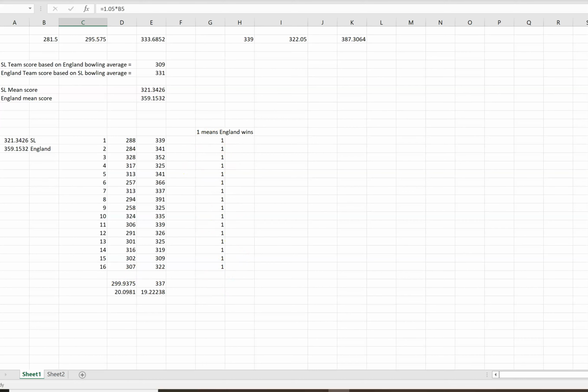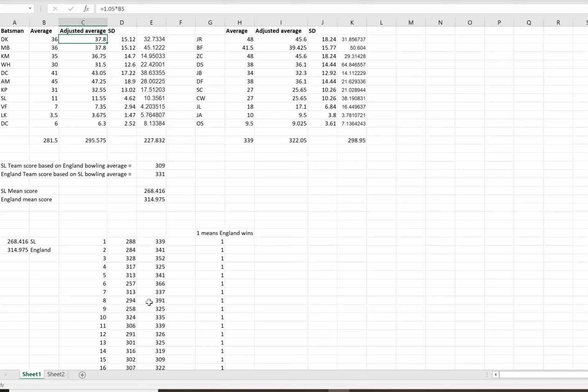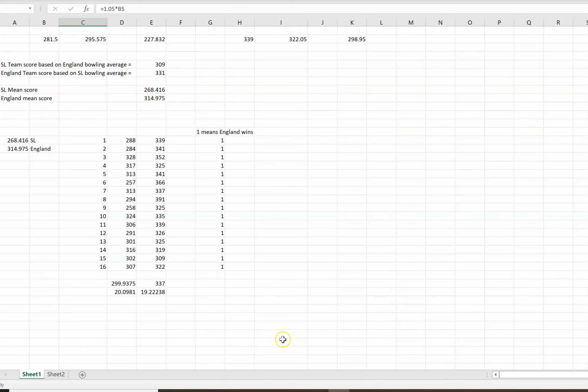I did 16 here. Let's do another one. When you press F9, it simulates 265, 335. Okay, now it gets closer, 300, 307, 268. To have a viable chance of winning, I think you need to be better at least in bowling or in batting. If you're not good in both departments, which seems to be the situation here, it's very difficult to win against this simulation.